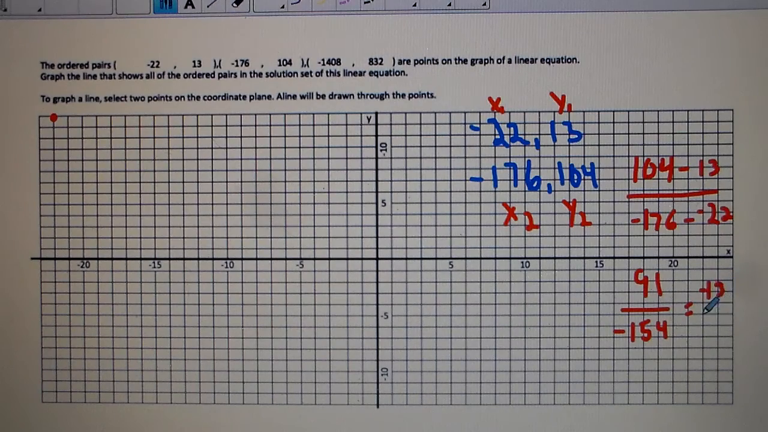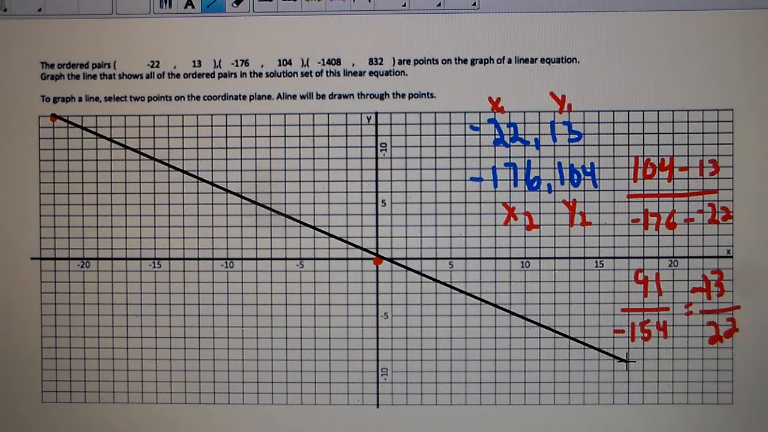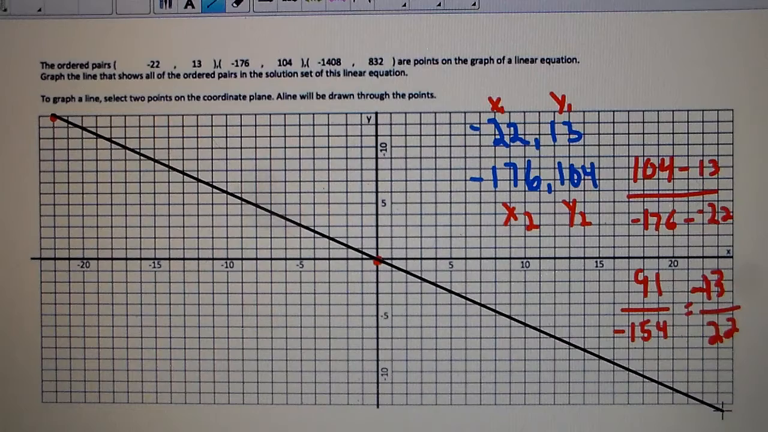So that's our slope, -13 over 22. So I go down 13, to the right 22. Our second coordinate is right there. Connect those 2 points. And we successfully graph the line on this graph that's given based on the points that are given to us in the problem.